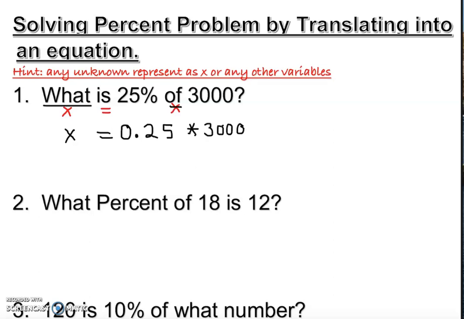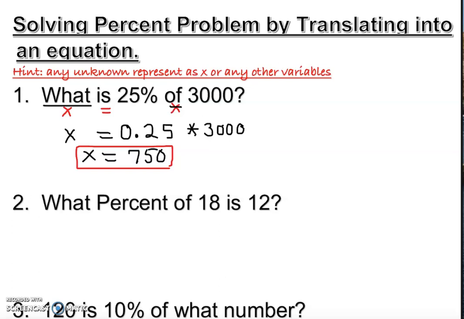If you multiply this, well, as we have learned earlier, you can multiply it like a whole number and move the decimal to the left the number of decimal places, or simply use your calculator. There are many options. No matter which option you take, it is going to be 750. So your x is equal to 750. That is the answer for this problem. All right, let's move to the next problem here.